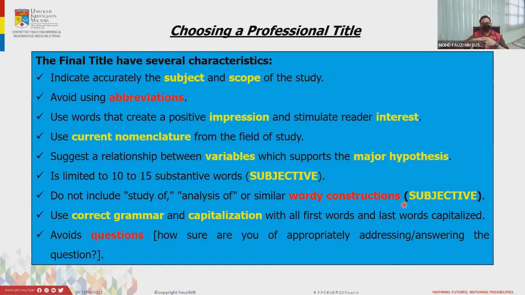Sometimes we do not put it in the title, but after major revision, for example, the reviewers ask us to do that. If you don't follow, there's a high risk of rejection, right? That's why I put it as subjective. Okay, and make sure you use correct grammar and capitalization, and try to avoid questions in the title.